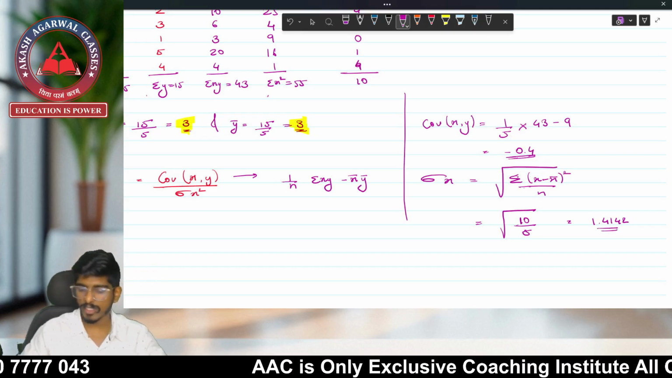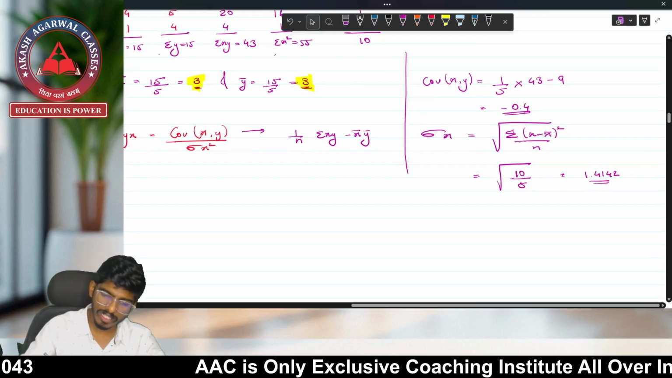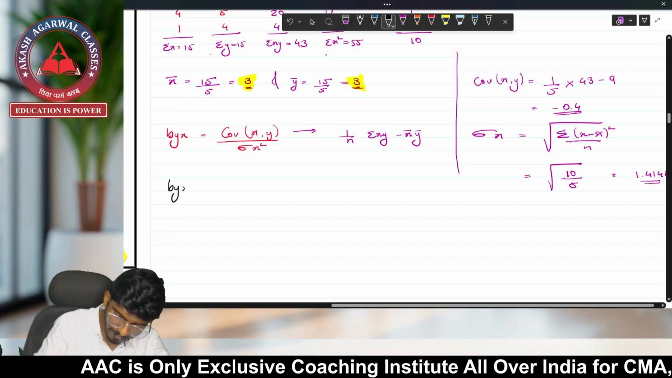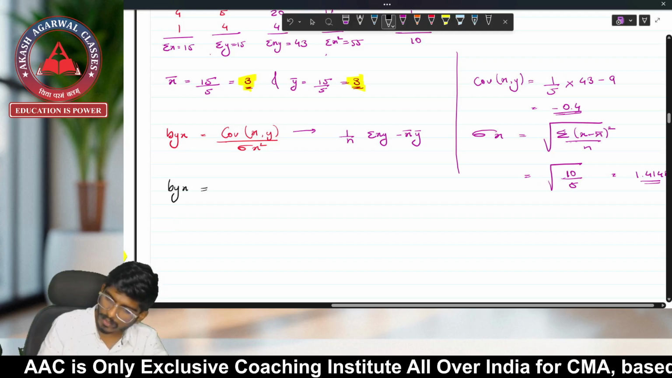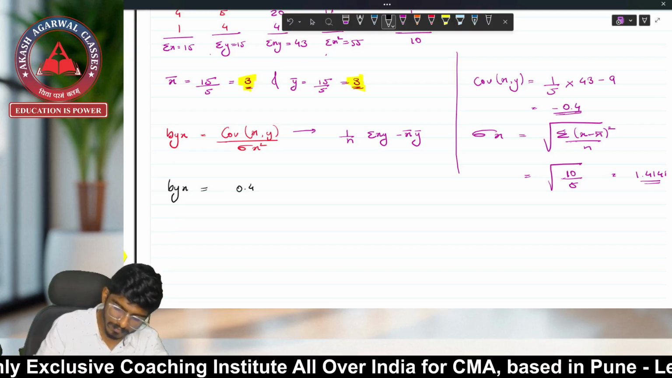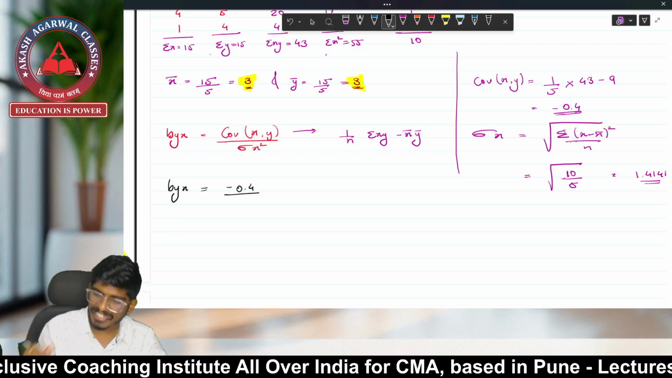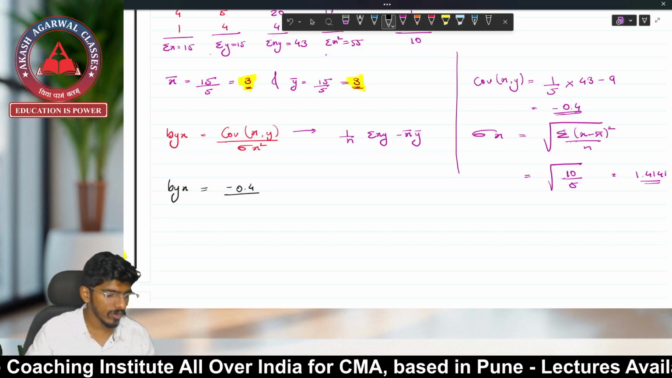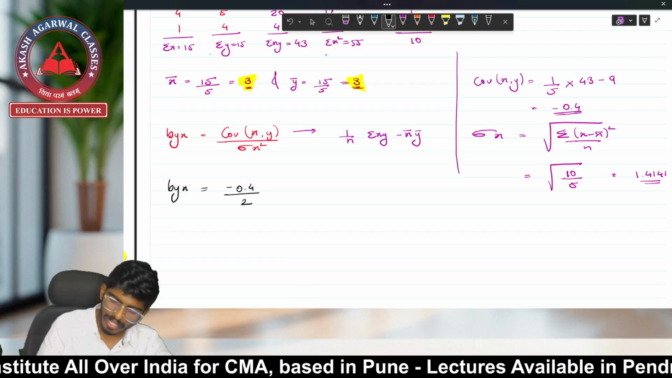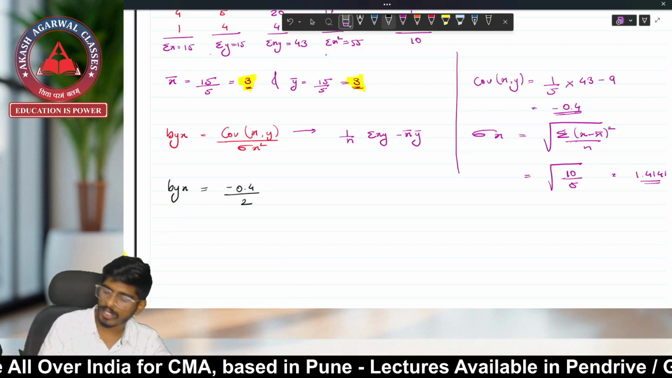1.4142 is your standard deviation of x. Now let's solve byx by x. My byx is going to be covariance, minus 0.4, upon, I need the square of this. So if you solve, the square is going to be 2 itself. So I need standard deviation of x square, right?